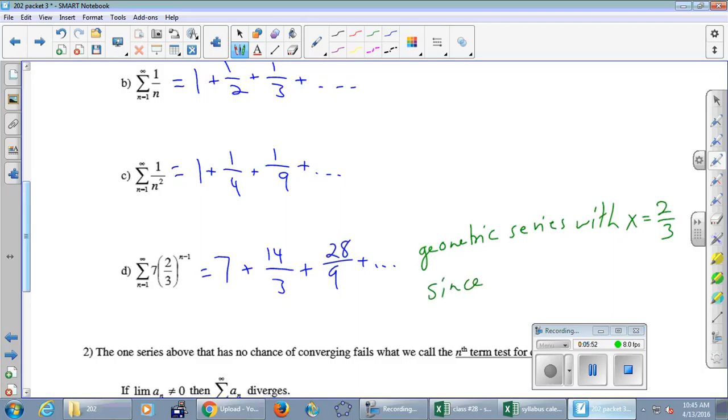What's our range of x's that make it converge? Negative 1 to 1. And our particular x lives in that range. So since 2/3 is less than 1 and greater than negative 1, this geometric series does what?